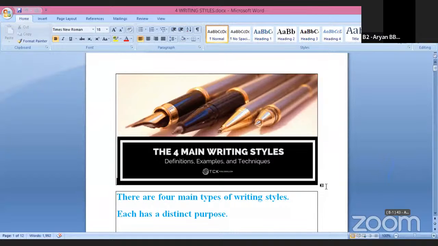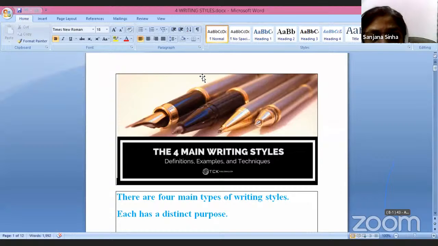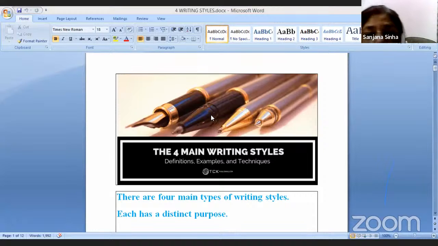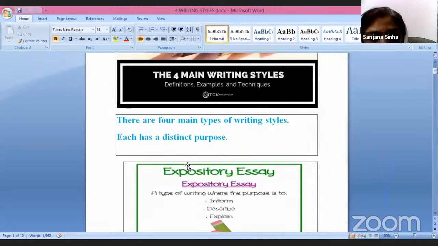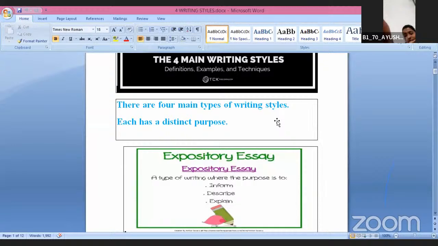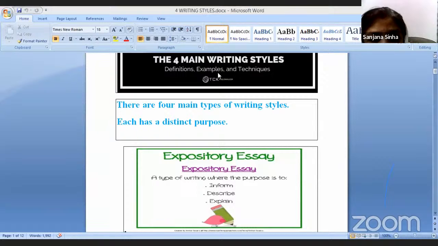So we are giving you a layout of the definition of the four writing styles today with examples and technique. Examples I do not want to give you, but I want you to come up with your own examples. As I said, there are four main types of writing styles to choose from. You need to know what is what and how one writing style is different from the other. Each has a distinct purpose.